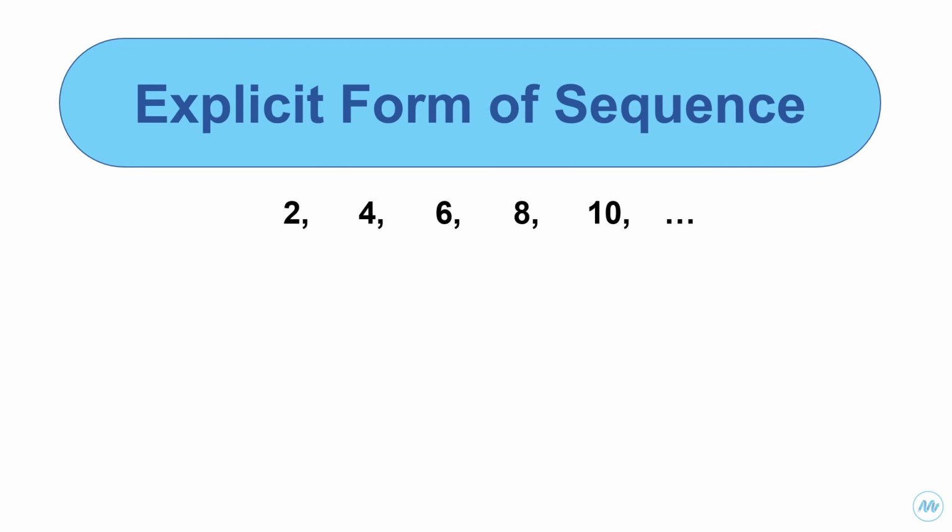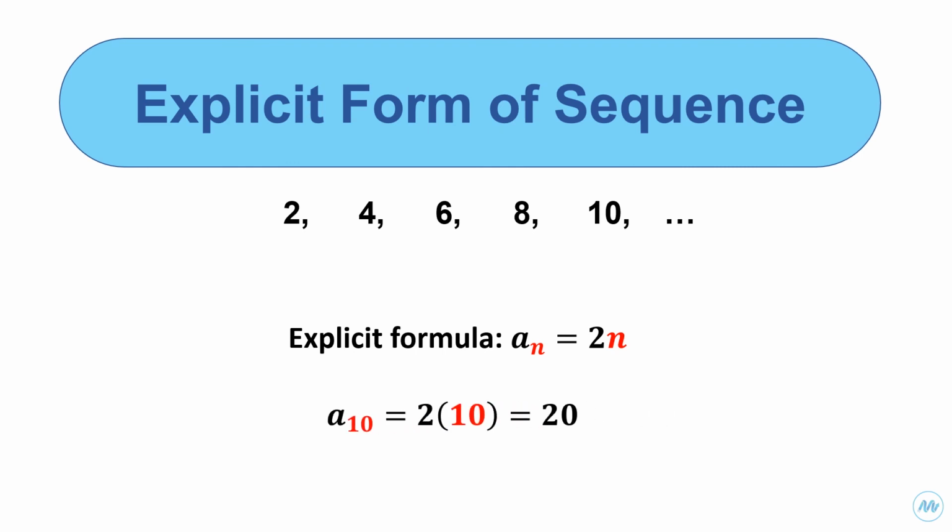Now, let's write this in a formula. a sub n is equal to 2n. The given sequence is now expressed in explicit form. We can now use the explicit formula to find the 10th and the 25th terms. If n is 10, the 10th term is 2 times 10, or 20. And if n is 25, the 25th term is 2 times 25, or 50.